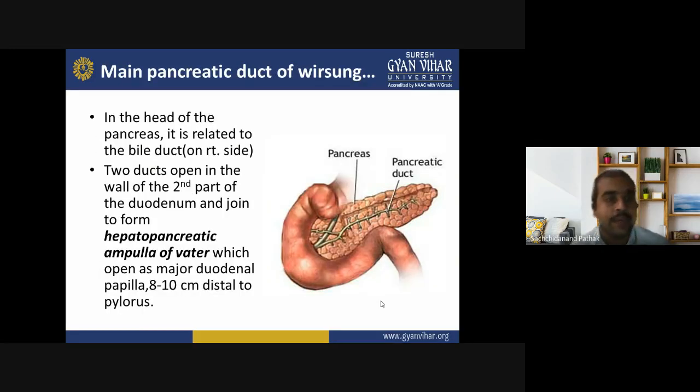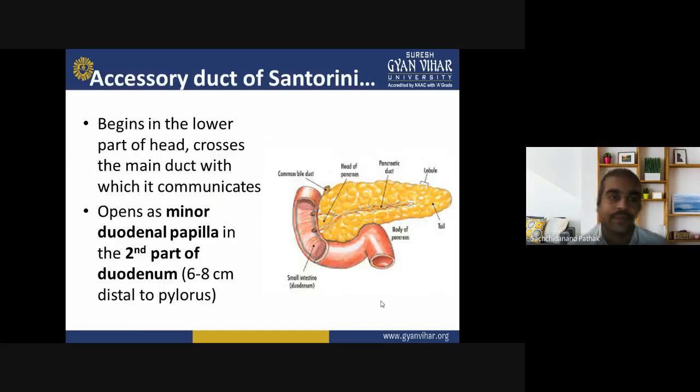In the head of the pancreas, it is related to the bile duct on the right side. The two ducts open in the wall of the second part of the duodenum and join to form the hepatopancreatic ampulla of Vater, which opens as the major duodenal papilla 8 to 10 centimeters distal to the pylorus. The accessory duct begins in the lower part of the head, crosses the main duct with which it communicates, and opens as a minor duodenal papilla in the second part of the duodenum, which is 6 to 8 centimeters distal to the pylorus.